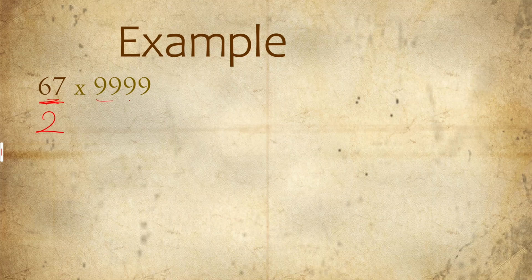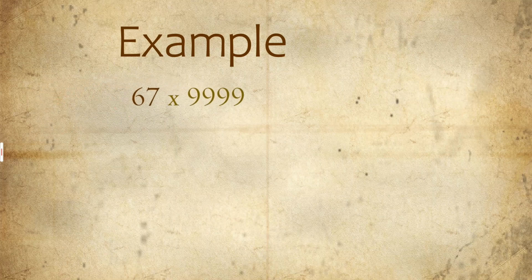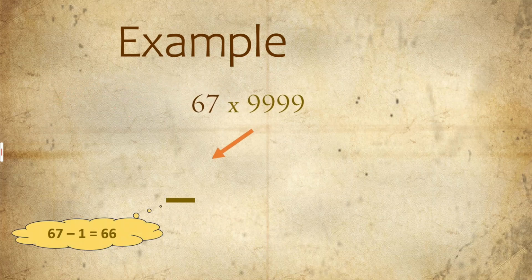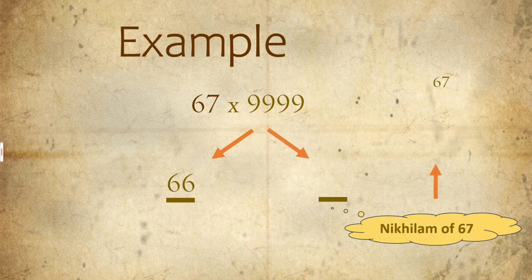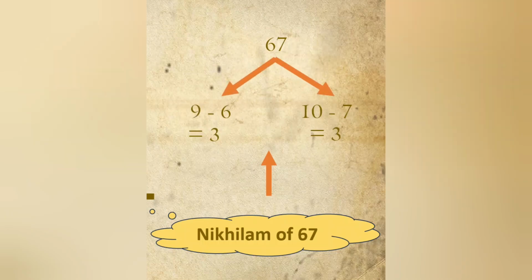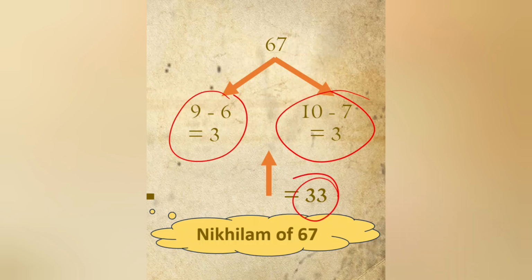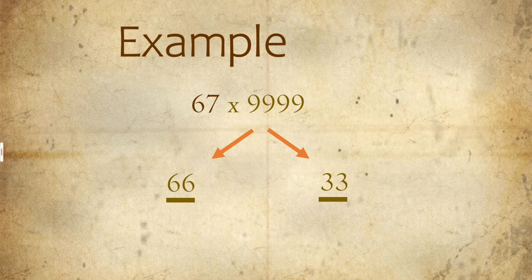Another example can be 67 into 4 times 9. 67 has 2 digits and 4 times 9 has 4 digits, which is more. So again, we can apply the more digits of 9 rule. Starting off with the first part, that is 67 minus 1, that is 66. The last part is going to be the nikhilam of 67, which is going to be 33. Here's the process once again. 10 minus 7, which is 3, 9 minus 6, which is 3, therefore we get the answer as 33.